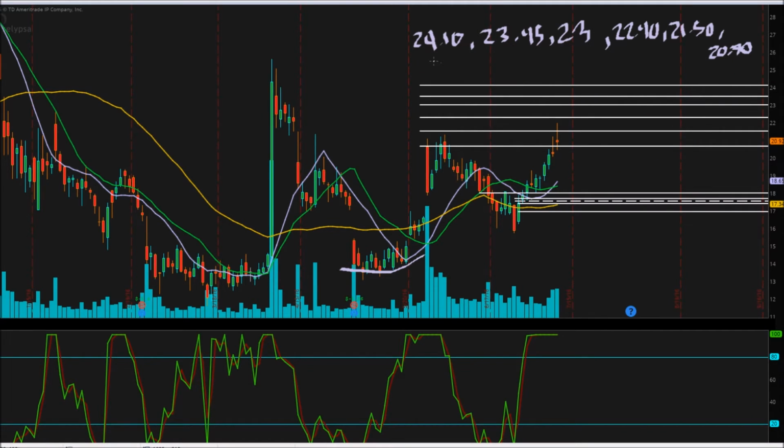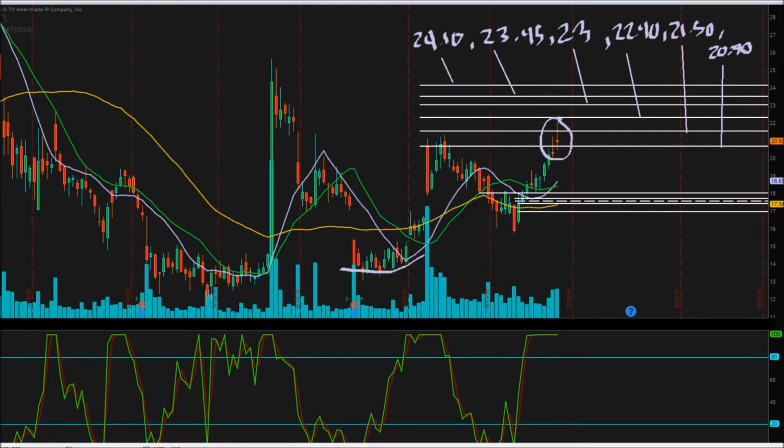I guess we could kind of put some lines. I don't know if that'll be easier to see or not, but that's what we'll do. There we go. One more. So those are the pivot points that we're looking at today.